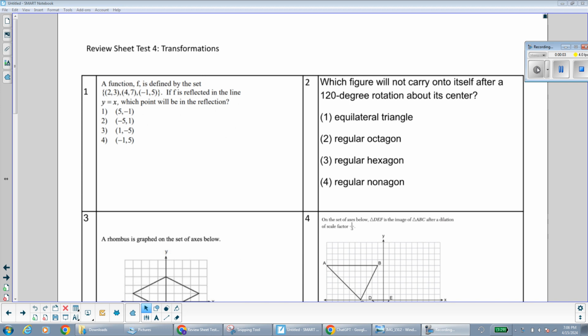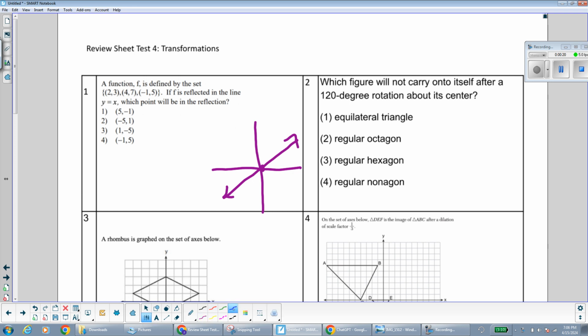Question number one is asking about a reflection over the line y equals x. The line y equals x is a slanted line that has a y-intercept of 0 and a slope of 1. So it could be a little bit hard to reflect over this line because let's say this is my point (2, 3), this is my point (4, 7), and this is (-1, 5). It could be hard because we have to count diagonal spaces.